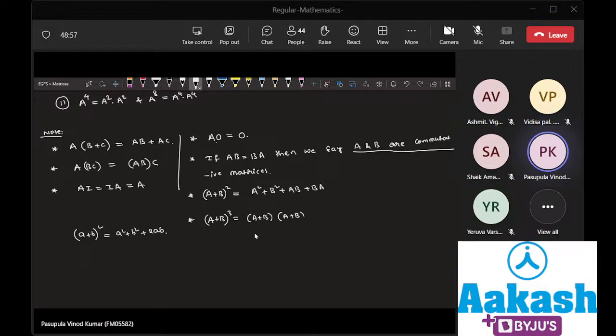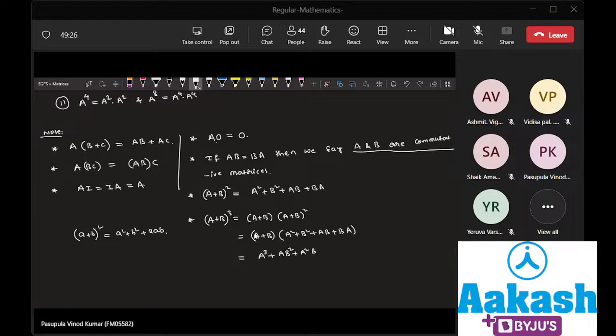You can write A plus B whole square, meaning again you know what you are getting. If you write it as A plus B into A plus B whole square, you have written above. This is A square plus B square plus AB. Mute your mics, everyone. So it is this. And if you multiply A inside, this is A cube and this will be AB square. And next, this is A square B.